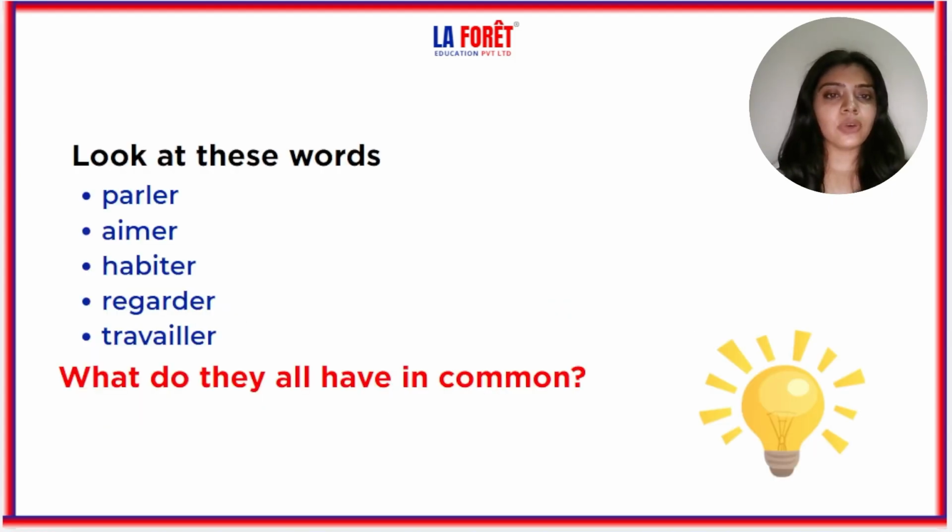So first of all, look at these words. Parler, aimer, habiter, regarder, et travailler. What do you think they all have in common? Can you identify? Yes. In every word, ER is common, right? हर एक में ER लगा हुआ है last में. So these are the ER verbs, which are the first group of verbs.